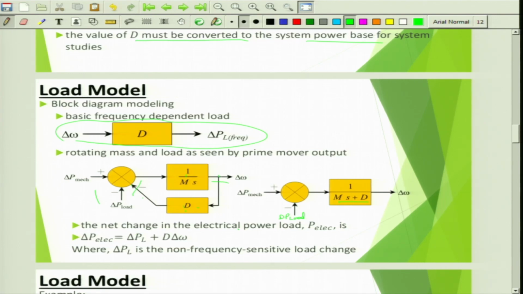So the net change in electrical power, delta P electrical, is equal to delta PL plus D delta omega. D delta omega is due to frequency dependent loads. There will be some loads also which are not frequency dependent. Even though there is a change in frequency, these loads will not have any impact. The special effect due to change in frequency is not seen here. So henceforth the total net electrical power load change is due to frequency dependent loads and just normal loads which are not frequency dependent.